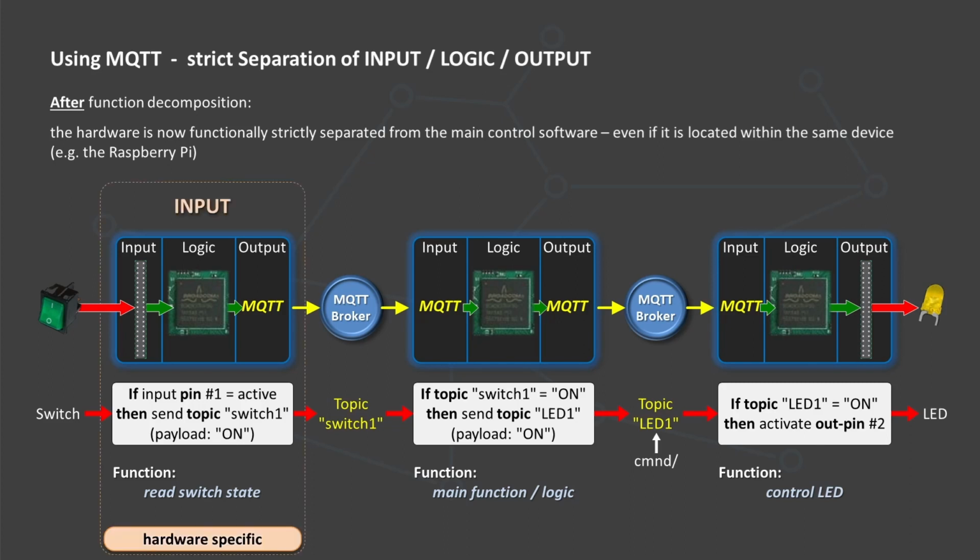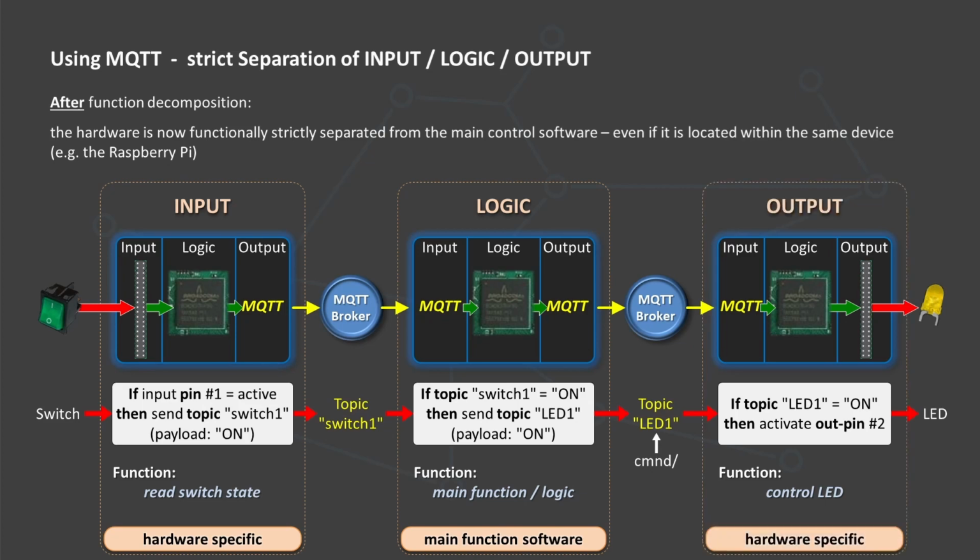As a result, we get a hardware-specific input module, a pure software-specific logic module for the main functions, without any direct connection to hardware, and a hardware-specific output module. This was the necessary and important function decomposition. Now everyone can see how simple our Smarthome control can be built thanks to MQTT.